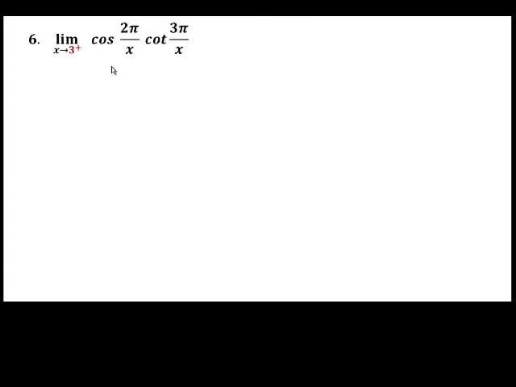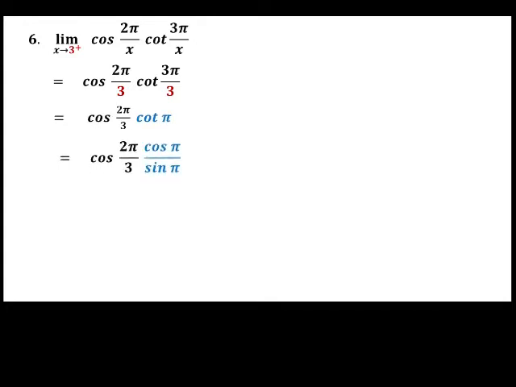Next, evaluate the limit of cosine 2 pi over x cotangent 3 pi over x as x approaches 3 from the right. So we can substitute x with 3 and cancel out 3, and express cotangent in terms of sine and cosine.